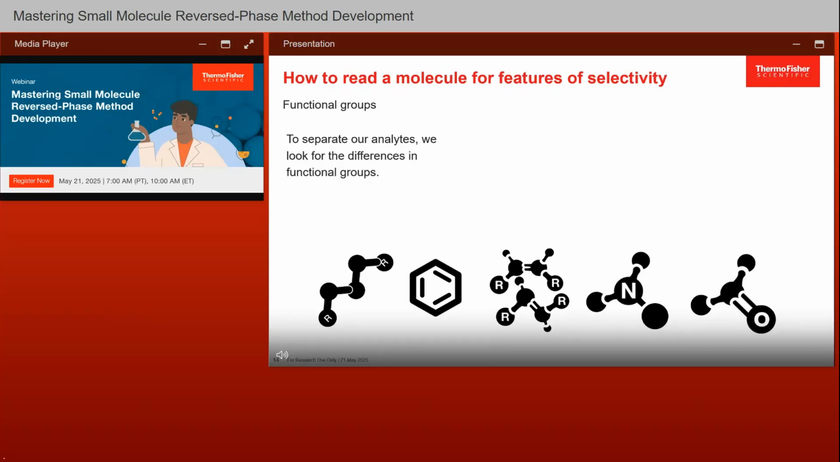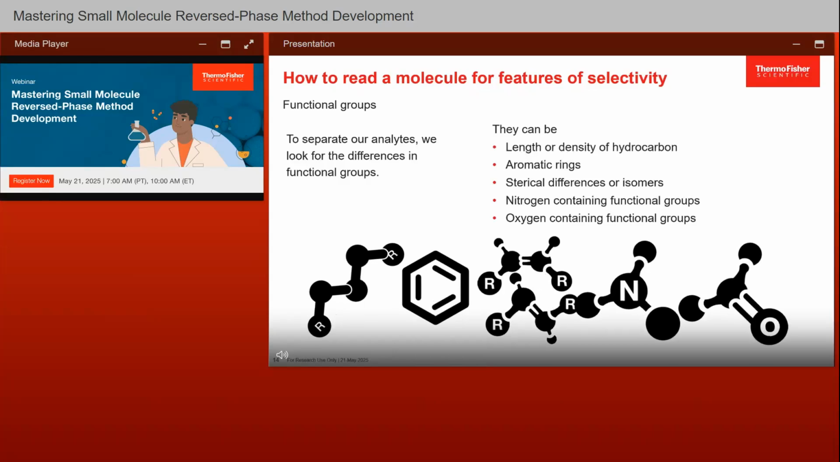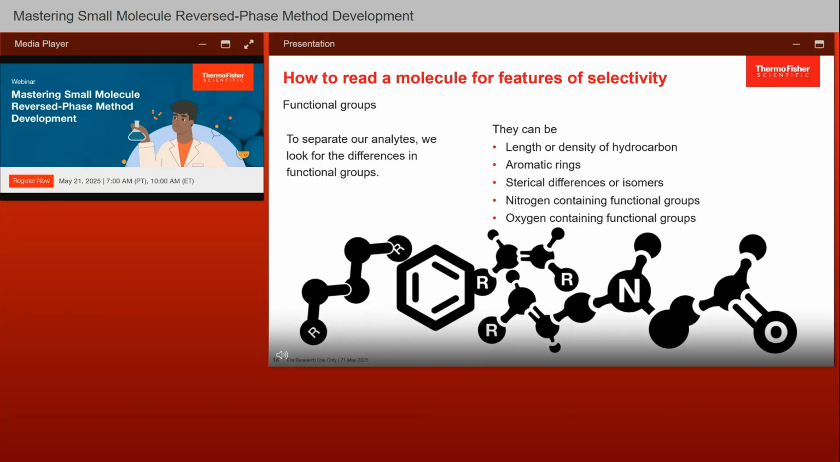So it is a little trickier. The more analytes you have, the more complex it gets. Usually there are a few analytes that you are struggling with, and then you can focus more on those to find a suitable column that would help to resolve those two analytes.